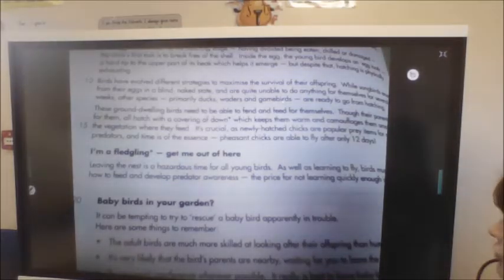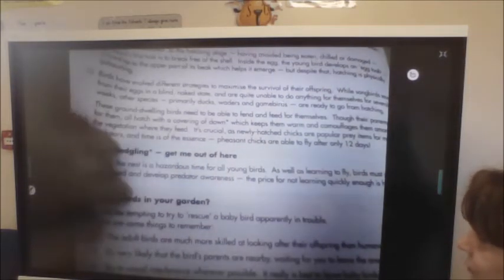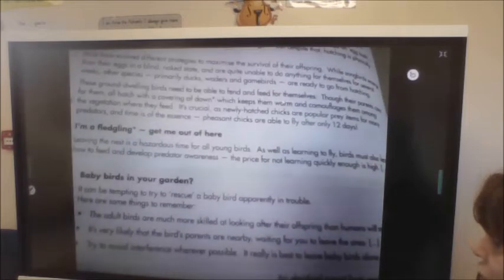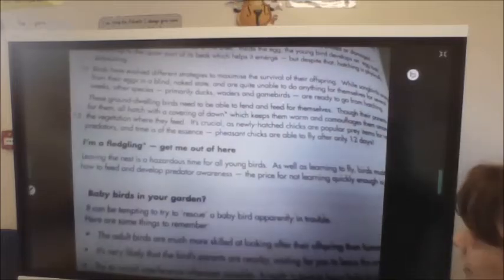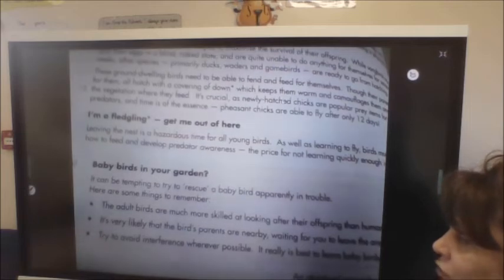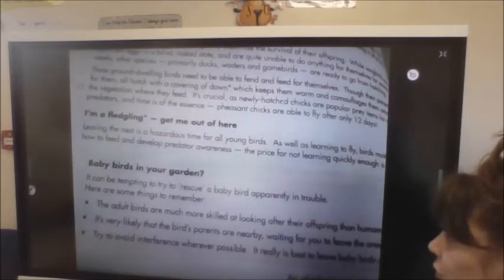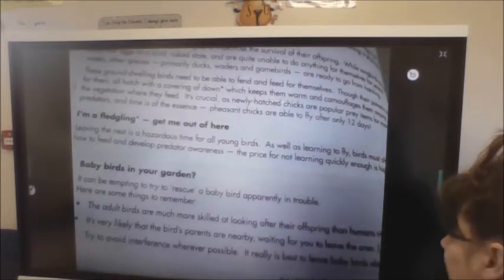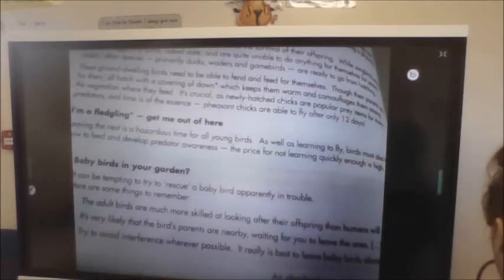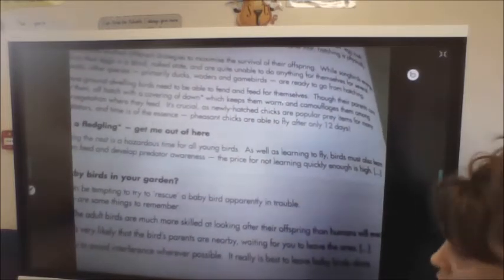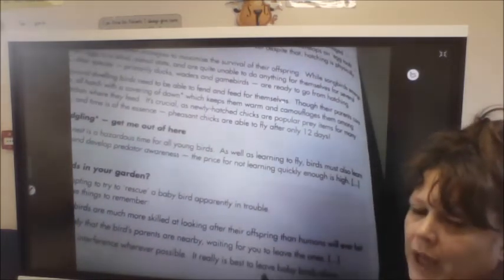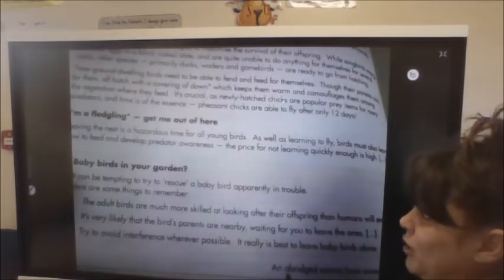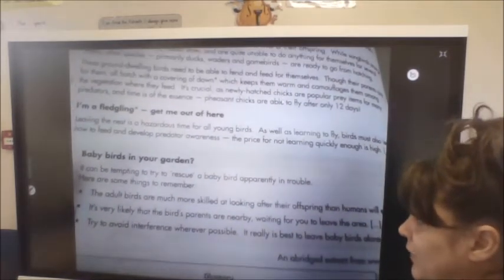So, with another little subheading, baby birds in your garden. It says it can be tempting to try and rescue a baby bird apparently in trouble. It's got a bit blurred, so let me try and do that. Okay, yeah. Here are some things to remember. So the adult birds are much more skilled at looking after their offspring than humans will ever be. So in other words, please try not to rescue them. Their parents are much better. Okay.